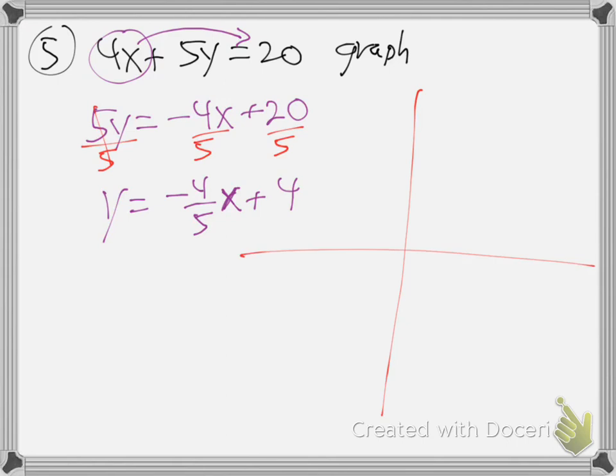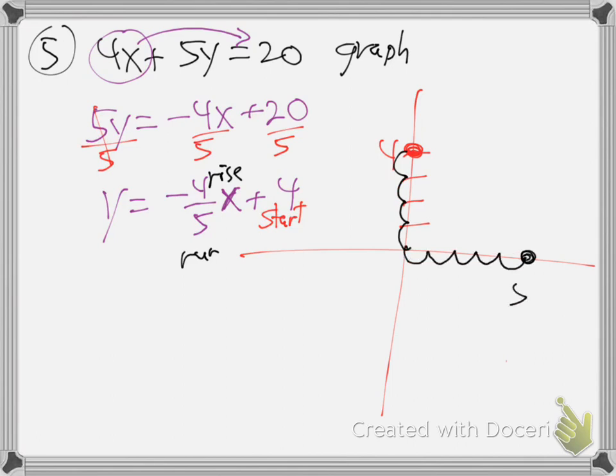Where do we start? Start up 4, huh? 1, 2, 3, 4. Boom. At up 4, there's our first dot. And then where do we go from there? Yeah, rise over run, down 4 over 1. So 1, 2, 3, 4. Then over 5, huh? 1, 2, 3, 4, 5. Right there at over 5. Oops. Connect the dots. There we go. Easy for you, right? No problem? Questions on that one?